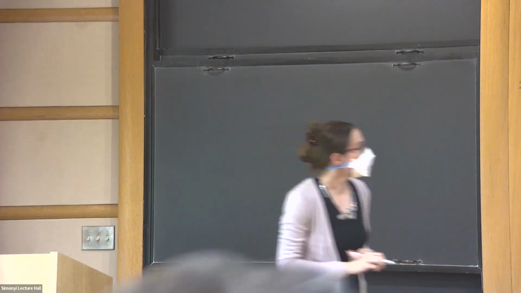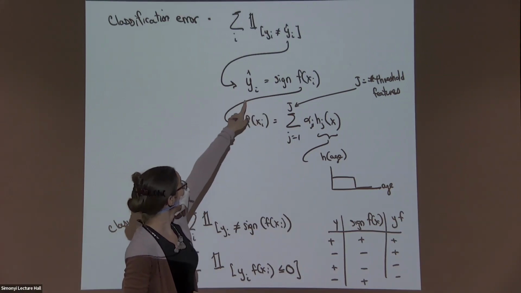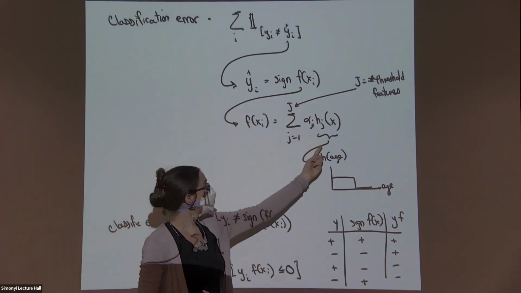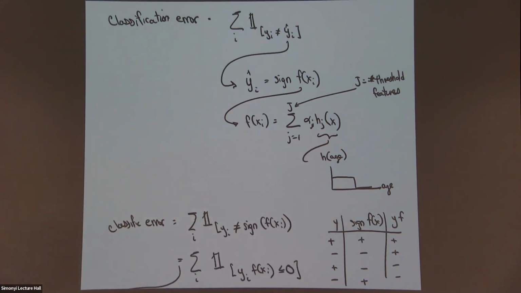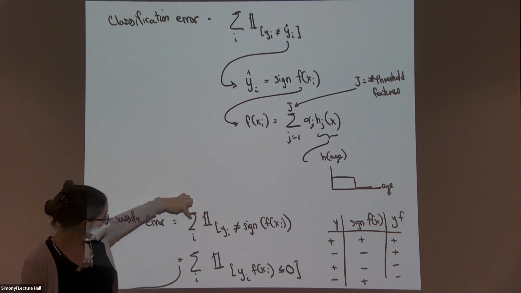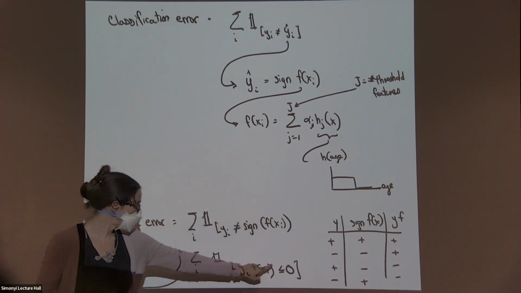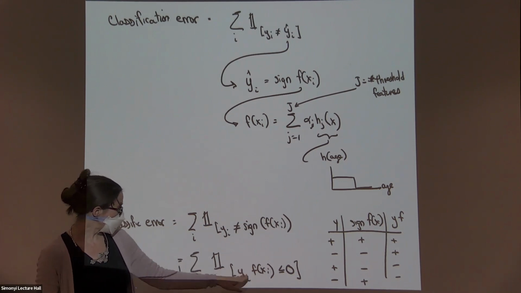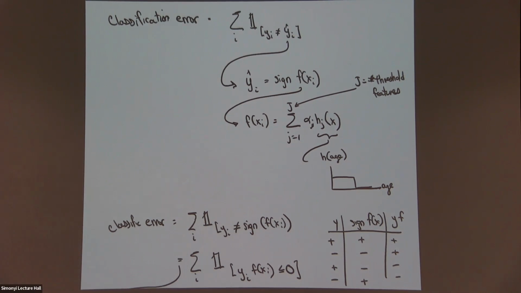So what we were talking about last time, we started with classification error. Our predictions are the sign of f of x, and f of x is a linear combination of these step functions. Then we changed our notation for classification error. We found out that this was equal to this because the sign of y times f tells us the information that we need. So they're the same.